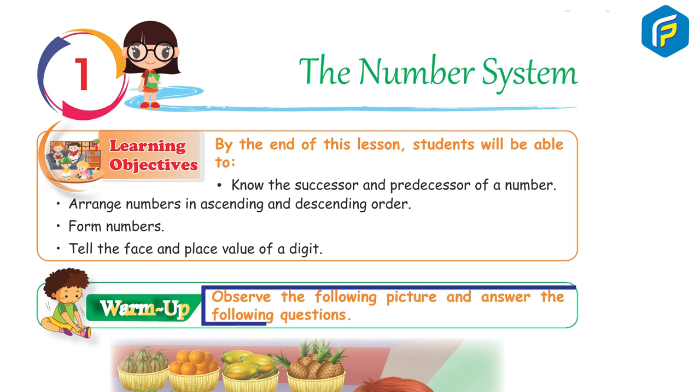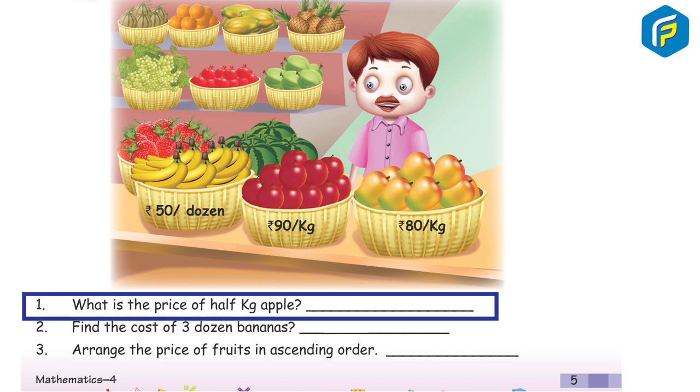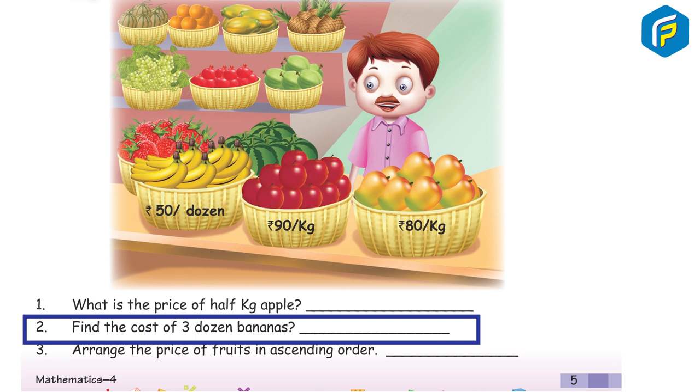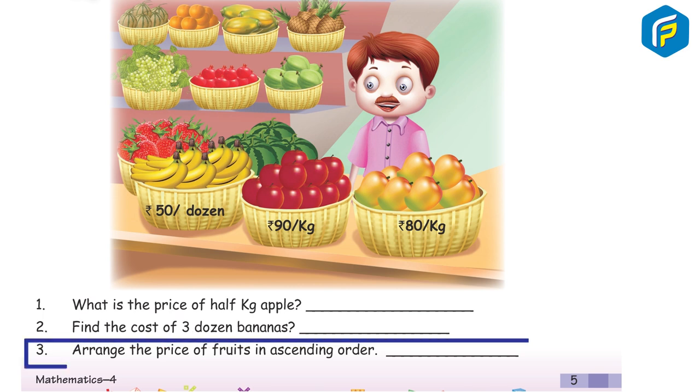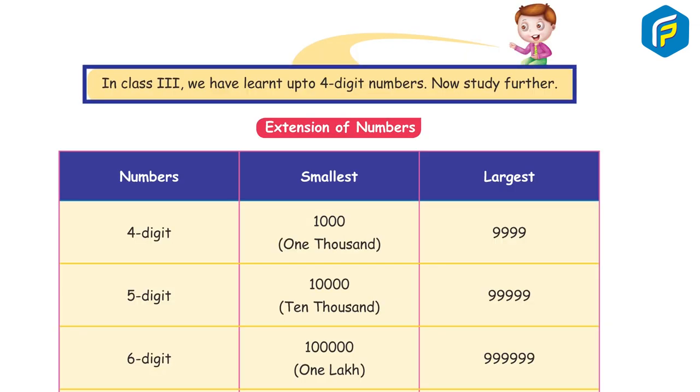Warm up. Observe the following picture and answer the following questions. 1. What is the price of 1/2 kg apple? 2. Find the cost of 3 dozen bananas. 3. Arrange the price of fruits in ascending order. In class 3rd, we have learnt up to 4-digit numbers.